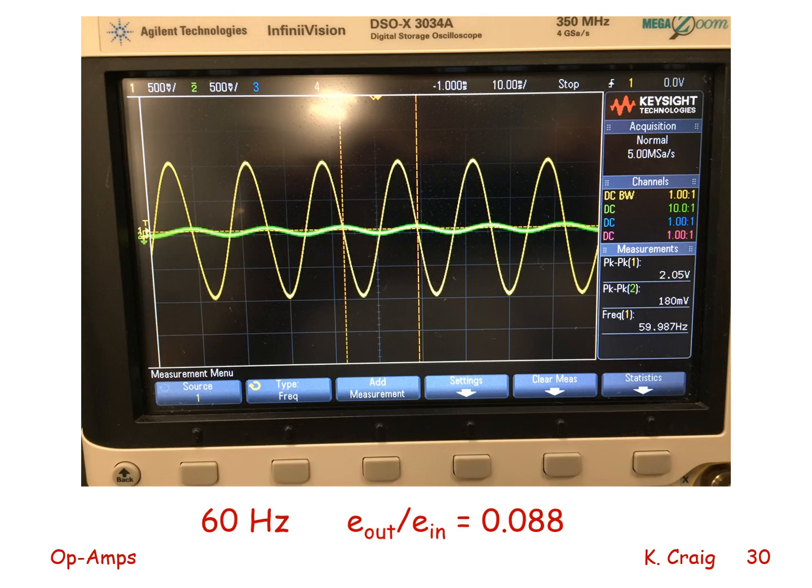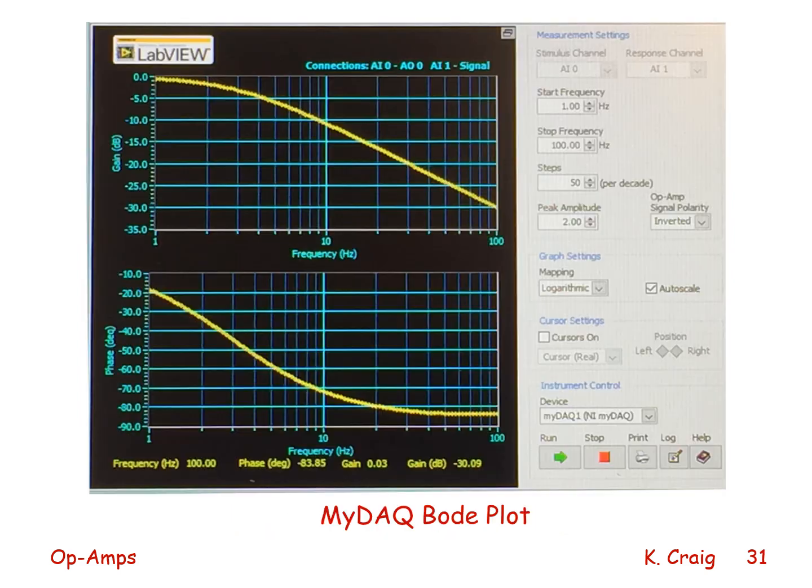And at 60 hertz, where I want an attenuation by a factor of 20, my output to input voltage ratio is 0.088. So all things considered, this RC active low-pass filter meets my design specifications.